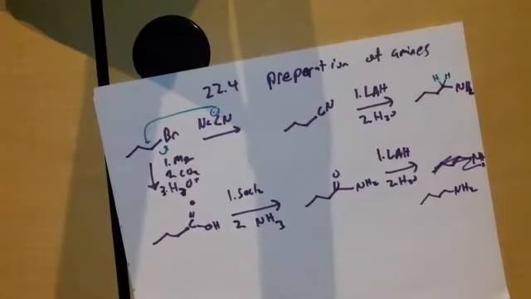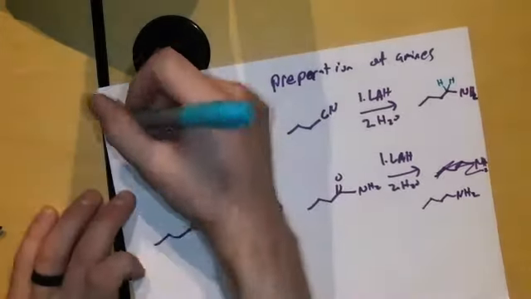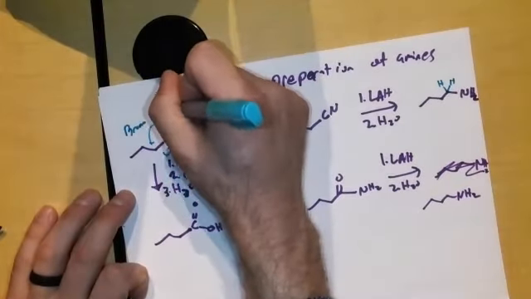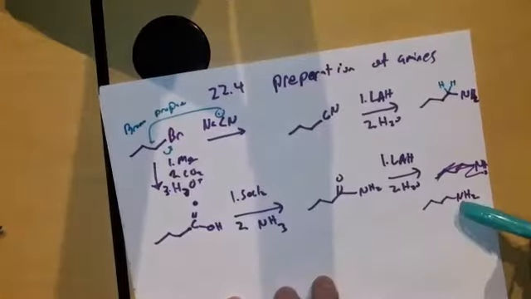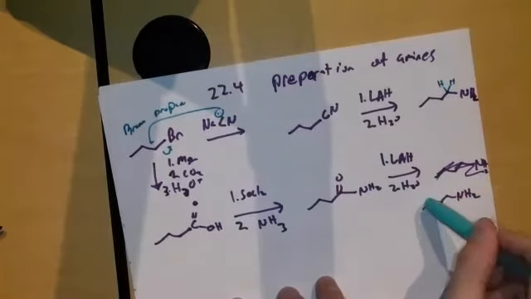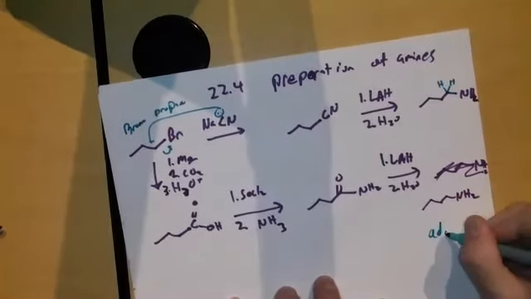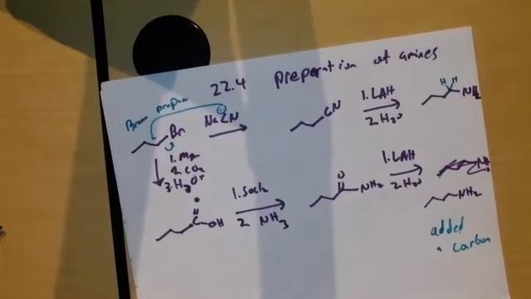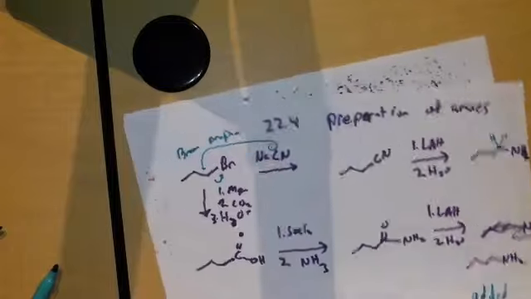So both of these reactions, you're starting with this bromopropane. You're ending with butylamine, which means that you added a carbon. If we want to do this without adding a carbon, there's a couple of different ways.